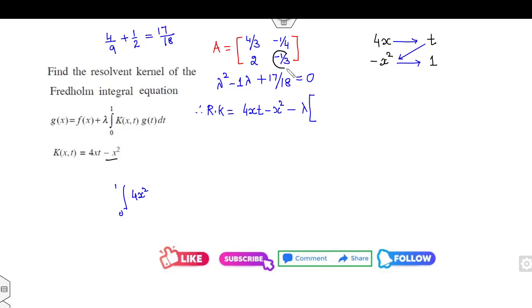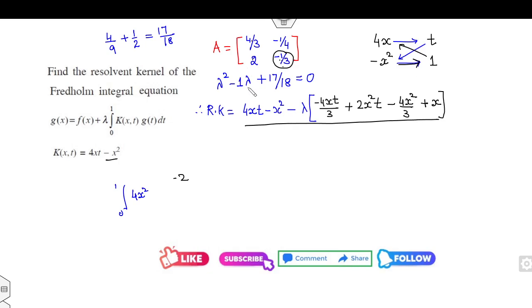start from this number, so positive value and multiply by this, so minus 4xt divided by 3 plus minus of 2 into minus of tx square, so minus minus plus 2x square into t plus minus plus into 4x square divided by 3 and it's a minus 1/4, that's a minus minus plus 1/4 and multiply by 4x, so that number will be my x divided by the equation, you can change them, it's 1 minus lambda plus 17/18 lambda square, is the right answer of the problem.